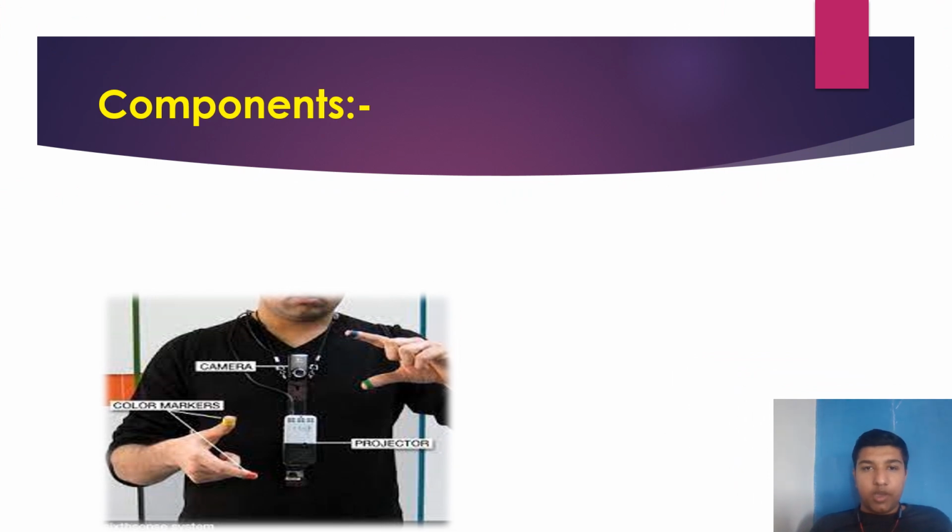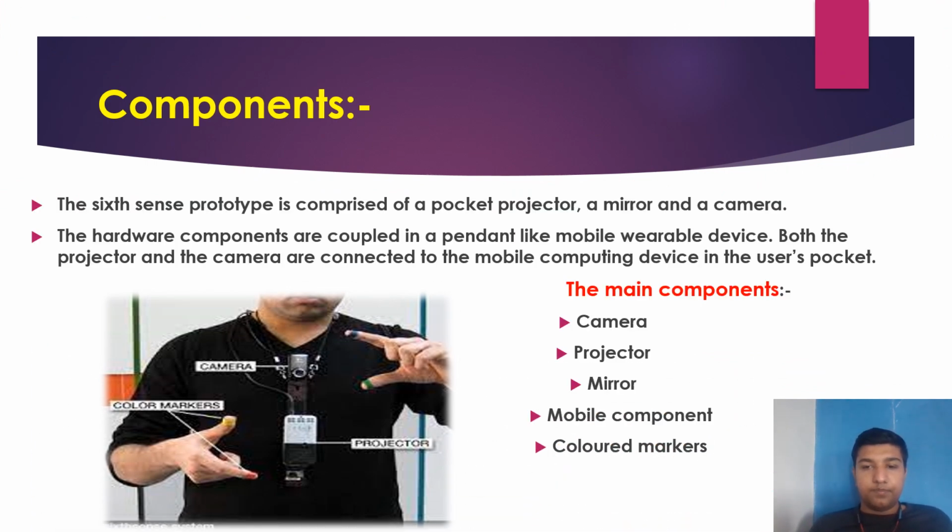Now let's see the components used in this technology. The sixth sense prototype is comprised of a pocket projector, a mirror, and a camera. The hardware components are coupled in a pendant-like mobile wearable device, as we have seen in previous slides. Both the projector and the camera are connected to the mobile computing device in the user's pocket. You can all see the image of how the setup is done for this technology. The main components are camera, projector, mirror, mobile component, and colored markers.